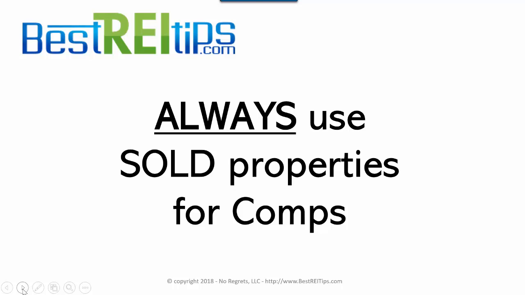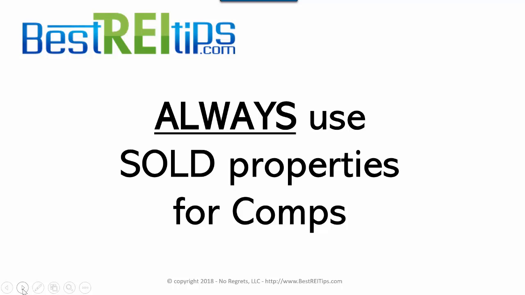Okay, so a comp is not necessarily an active listing. That's something that's out there for sale right now. It will give you an idea, and you'll see how I use it in a minute, but it will give you an idea of what your property could sell for. But when you're truly looking at what the actual value of the house is and looking for a comp, you want to use sold numbers.